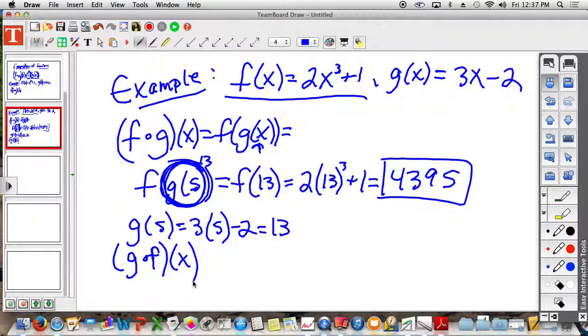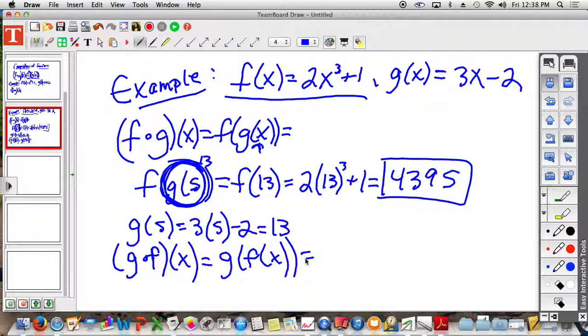Same example, yes. Remember that g comp f of x really means g of f of x. What's different about this problem? They're backwards. Yeah, the g and the f have switched. Do you think we're going to get the same answer? Make a prediction. Let's see what happens.